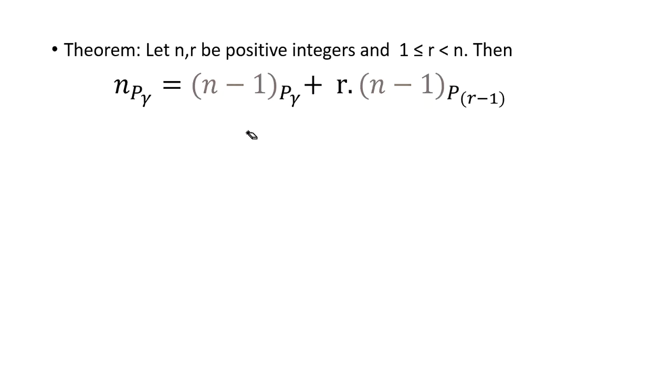Now what does (n minus 1)Pr stand for? (n minus 1)Pr stands for the number of permutations of n minus 1 objects taken r at a time. Okay, so we can give the proof of this one.